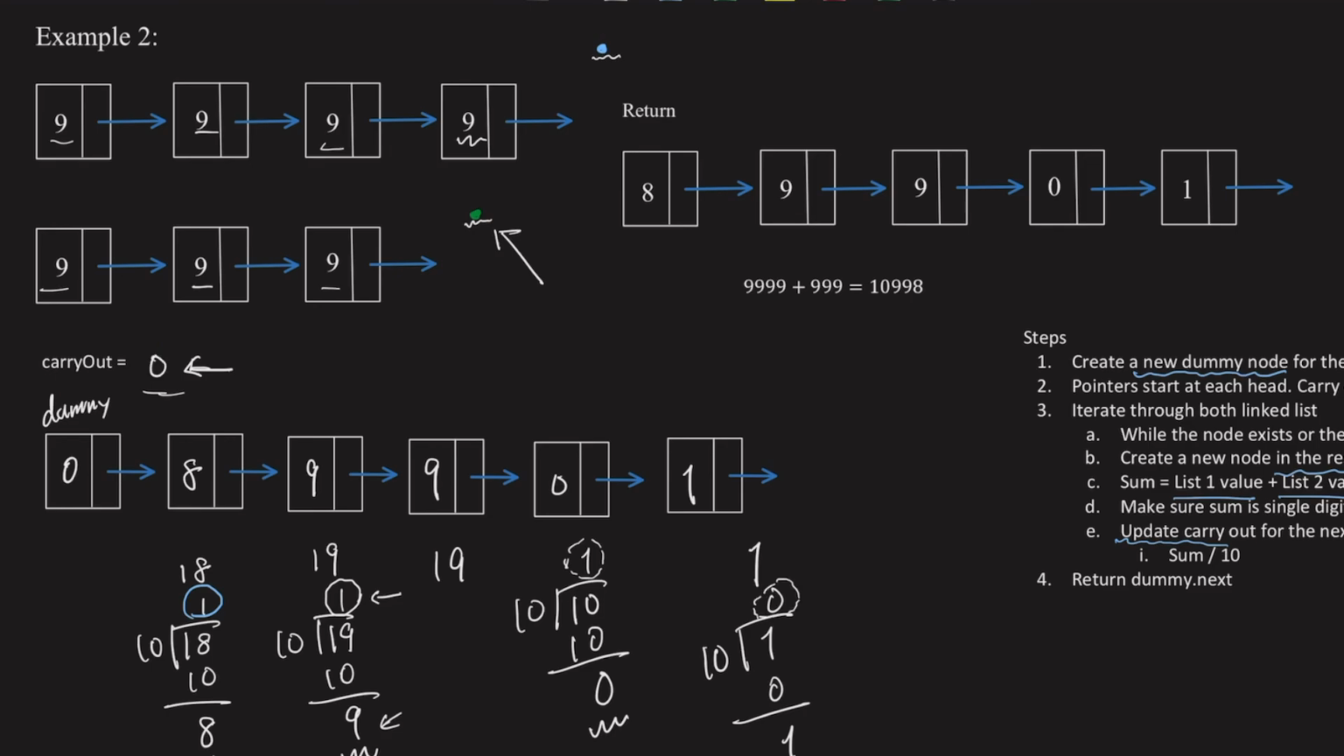So now both pointers are null and the carry out is 0. We can stop. And then lastly, we can delete the dummy node. And then we're going to have the result list.